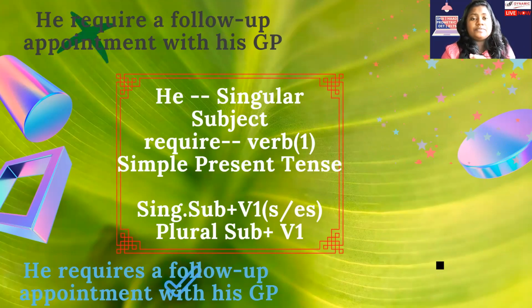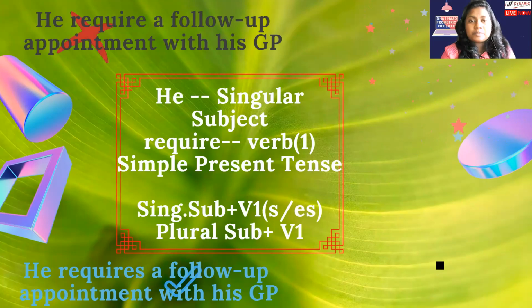We know that we have three different tenses: present tense, past tense, and future tense, and again these tenses are divided. This rule is not only for simple present tense. I have just given an example related to simple present tense, but this rule is applicable for every tense. So we can check what this rule says.